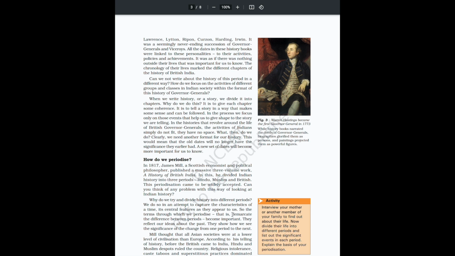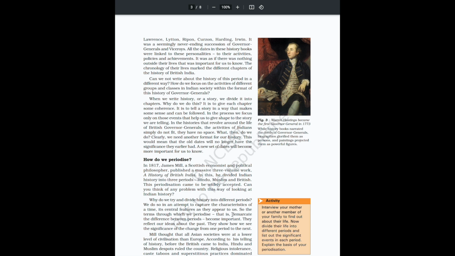Can we not write about the history of this period in a different way? How do we focus on the activities of different groups and classes in Indian society within the format of this history of governor generals? When we write history or a story, we divide it into chapters.